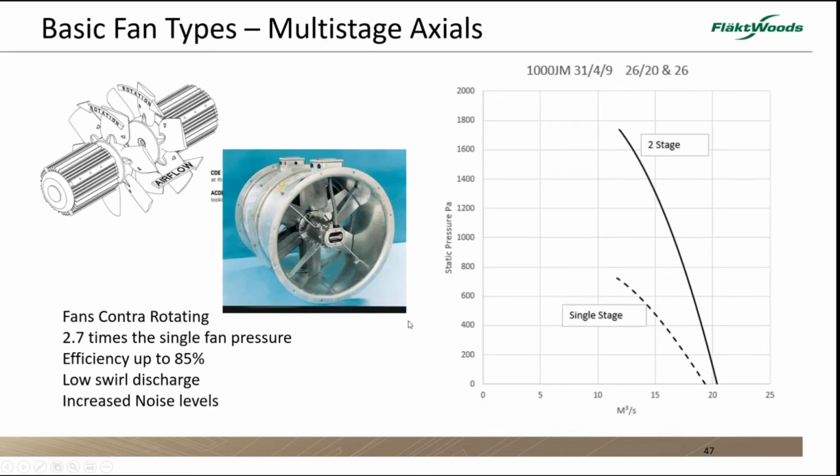I spoke about multi-stage fans, and here's the illustration of that. Impellers that rotate in opposite directions, up to 2.7 times the single fan pressure, efficiencies up to 85%. One of the other nice things though is that the air has reduced swirl, so there's less rotating corkscrewing air after a 2-stage fan compared to a single stage. And there's my plot straight from the fan selection software, just demonstrating the difference that we get.